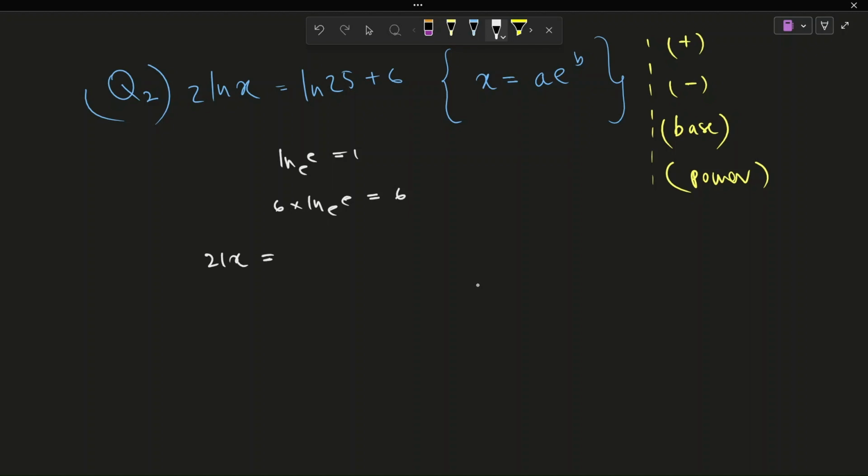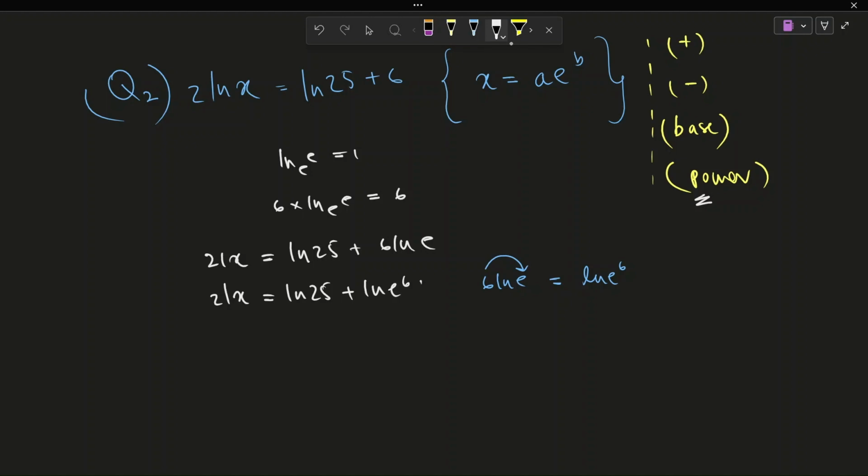2 ln x equals ln 25 plus 6 ln e. I'm not going to write the base e because the base e is kind of assumed since it's natural logarithms. Now, notice how we can use the power rule over here. So using that power rule would give us something like this. 6 ln e could be written as ln e to the power 6, since you can take this over here as a power. Now, let's rewrite our equation again. We have 2 ln x equals ln 25 plus ln e to the power 6.